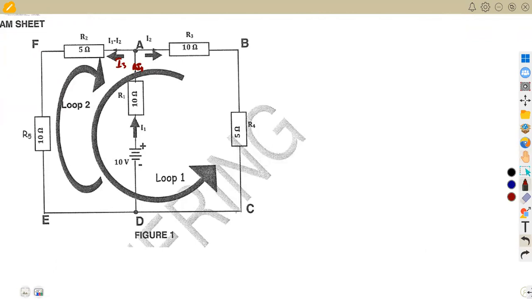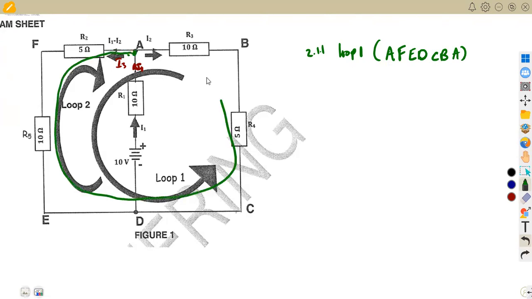All right, so I'm just going to consider this. We've got 2.1.1, which is the equation of loop 1. This is our loop 1, which goes A, F, E and so on, to D, to C, to B, and back to A. We are asked to take it in the direction starting from point A in the direction of the loop. That is the direction that we are being asked to take.